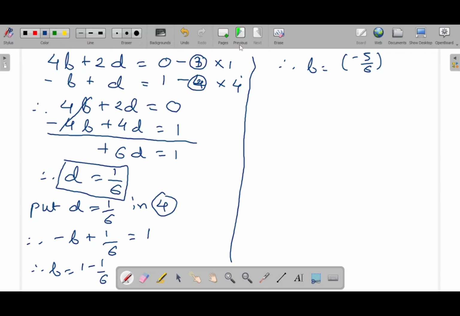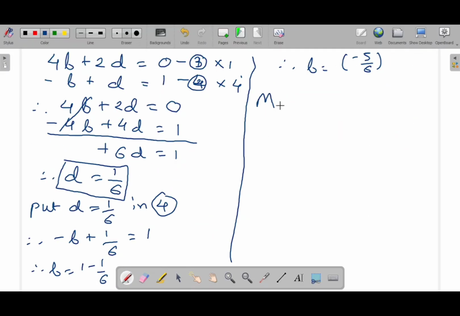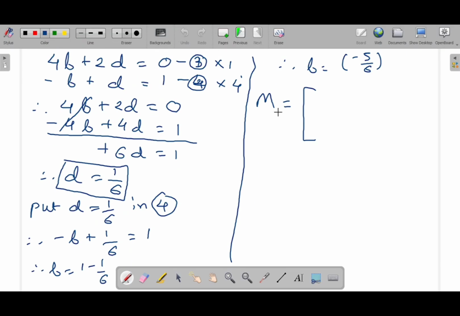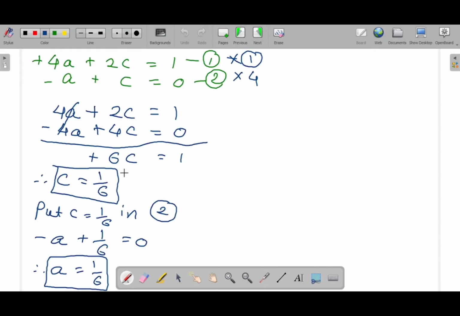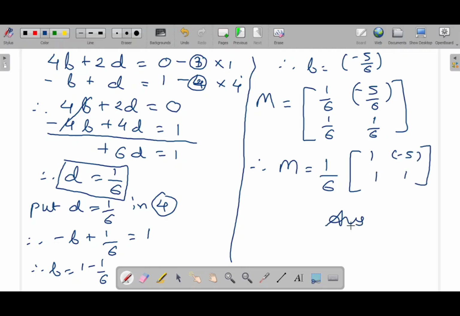So ultimately our unknown matrix M will become: M is equal to, a is 1 by 6, b is minus 5 by 6, c is again 1 by 6, and d is also 1 by 6. So if you want, you can write it as M equals 1 by 6 common, and 1, minus 5, 1, 1, and conclude the answer.